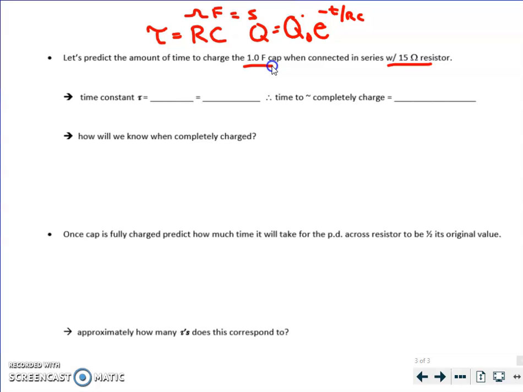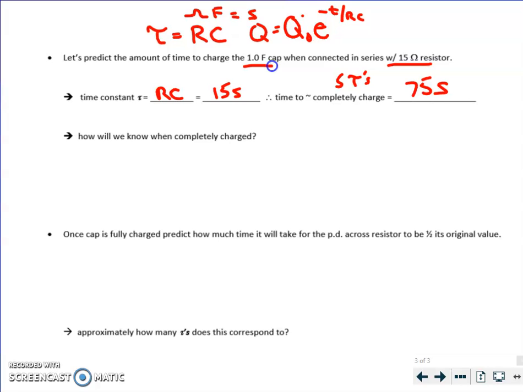So in order to figure out how things are going to charge or discharge, we do tau, which is R times C, and that's going to be simply 15 times 1, or 15 seconds. That does not mean that it's going to take 15 seconds to charge it. That's going to be after one iteration, which is going to be equal to the natural log of 2 times the original. So if you go back to the chart, completely charging it is about 5 taus. And 5 taus would therefore be about 75 seconds. So that's one way you can look at it, and how we know when it's completely charged.